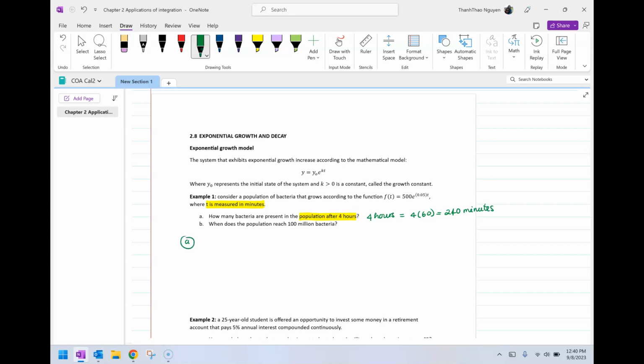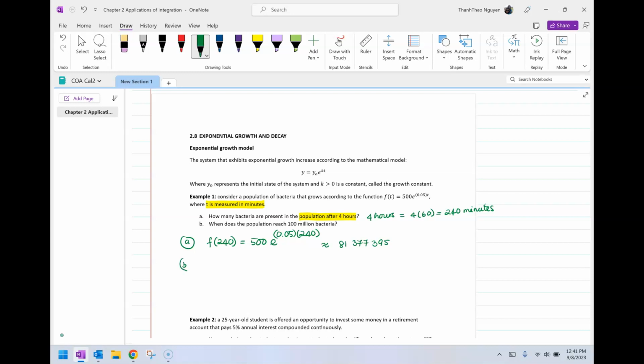So the amount of bacteria present after 4 hours is f of 240, that is 500 times e to the 0.05 times 240. And that equals 81,377,395 bacteria. This is the rounded number, so it's estimated to be about this much.